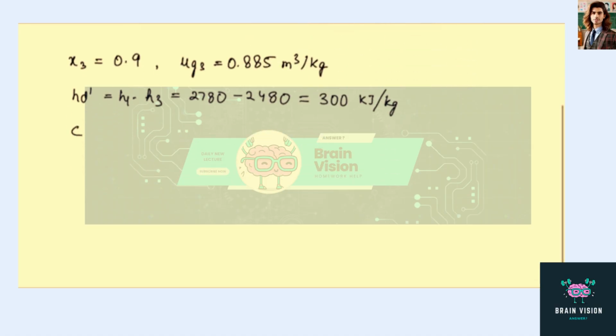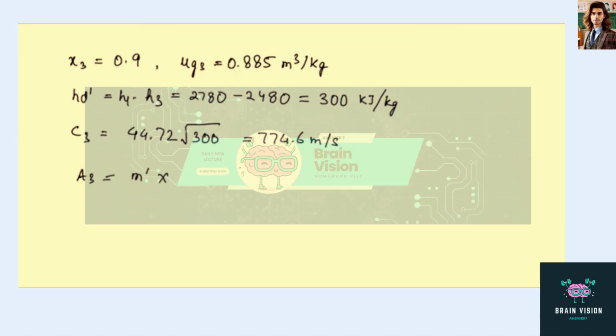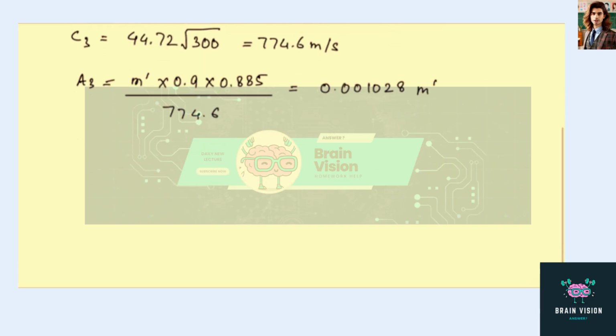Now the exit velocity C3 is equal to 44.72 multiplied with under root of 300, which is equal to 774.6 meters per second. And now A3 will be equal to m dash multiplied with 0.9 multiplied with 0.885 divided by 774.6, which is equal to 0.001028 m dash again.